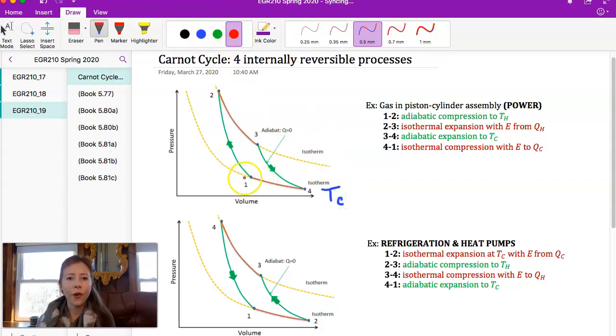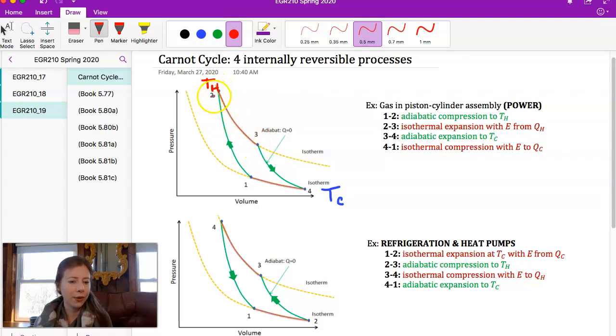For our first process, 1 to 2, we're going to be riding along an adiabat, and an adiabat is where we don't have any heat exchange. We're not getting any heat exchange, but we're increasing pressure. So this is compression, adiabatic compression. We're reducing volume slightly, we're increasing pressure, and what happens when you increase pressure is that you also increase temperature. This brings us up to TH, our higher temperature. So we have adiabatic compression to TH.